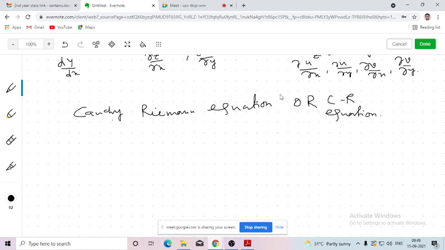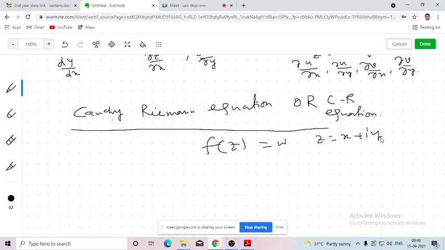What does it mean by the Cauchy-Riemann equation? A function f(z) equals w, where z equals x plus iy and w equals u plus iv. Then we say that the function is satisfying the Cauchy-Riemann equation if two conditions are satisfied. That means there will be four partial derivatives, as I have told earlier.